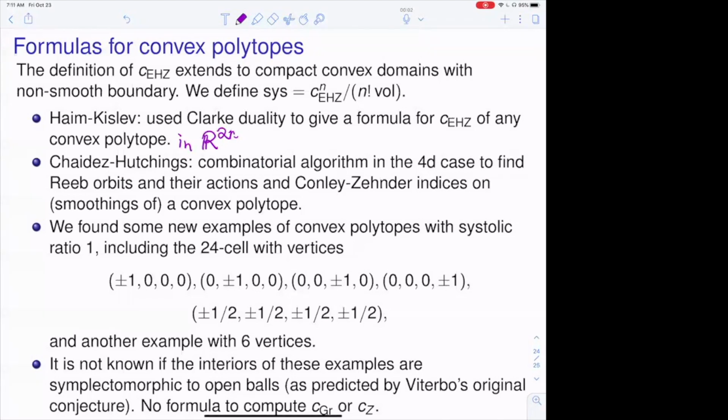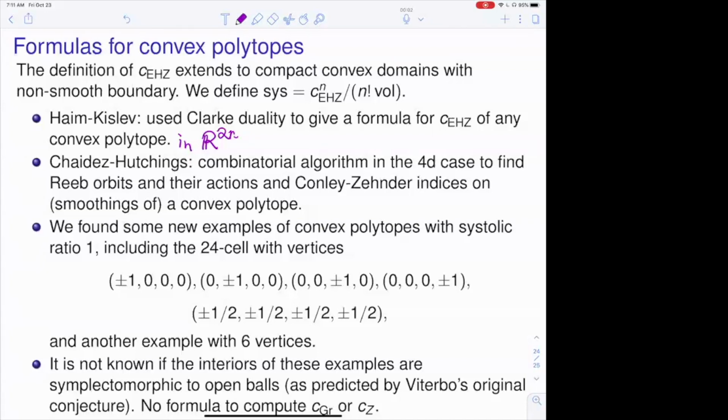And in joint work with Julian Chaidez, we looked at the 4-dimensional case, and we did something a little more complicated, but it finds not only the shortest Reeb orbit, but essentially all the Reeb orbits and also their Conley-Zehnder indices. So we find a correspondence between Reeb orbits on some smoothing of the polytope, along with their actions and Conley-Zehnder indices, and some combinatorial data. So there's a combinatorial version of Reeb dynamics, and we have a combinatorial Conley-Zehnder index.